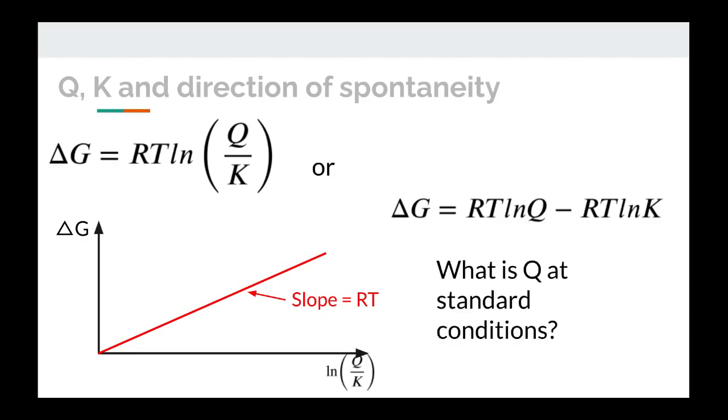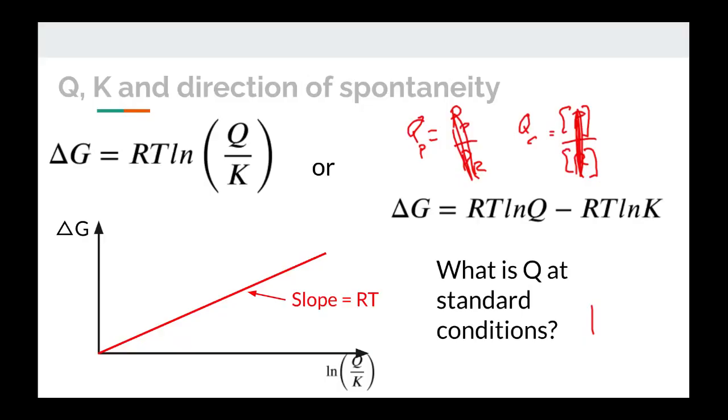Now let's think about what Q is at standard conditions. Q is either going to be pressure of products over pressure of reactants, or if it's QC, concentrations of products over concentrations of reactants. But if you're at standard conditions, the pressures are all 1 atmosphere, so that would be a 1, and the concentrations are all 1 mole per liter, which means that would also be a 1. So Q at standard conditions is 1.